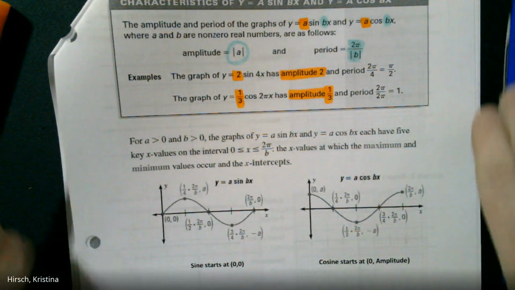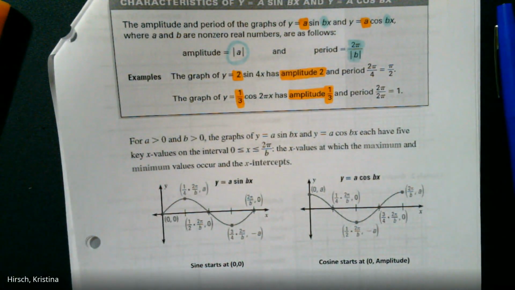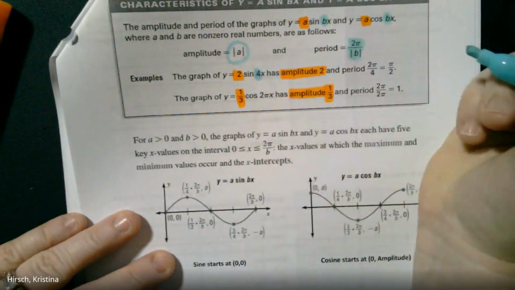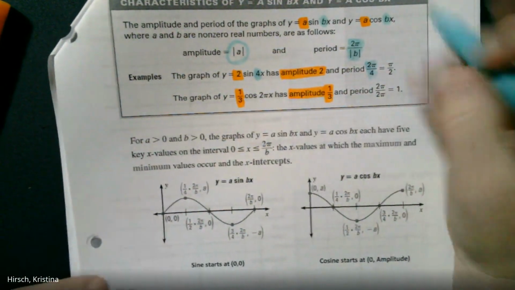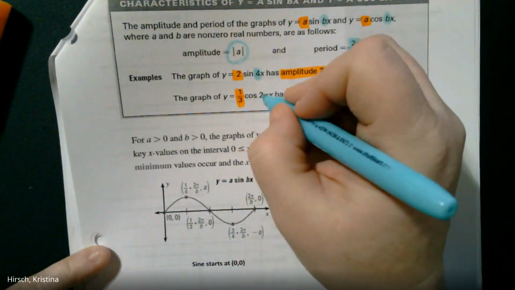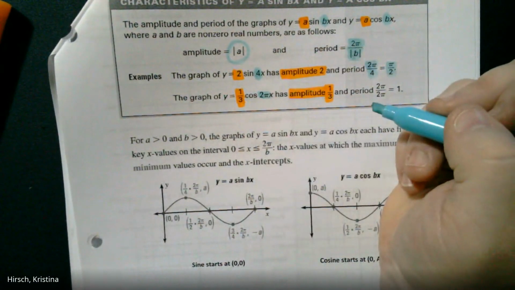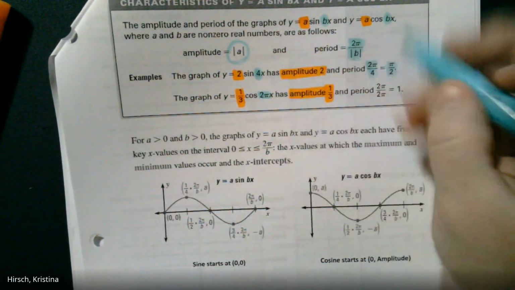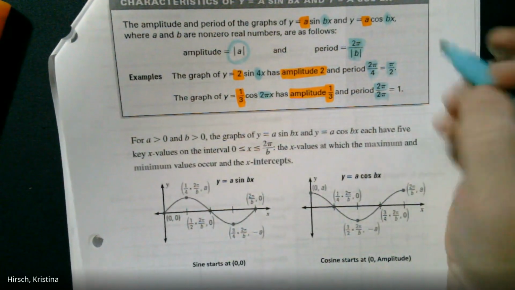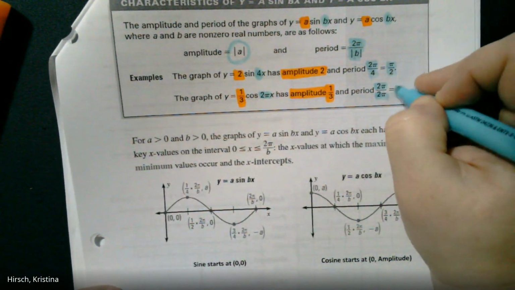So back to period. For this first function, the period would be 2 pi divided by 4. So that's what you see right here, which would reduce to pi over 2. Here there's 2 pi in front of the x. So that would be your b. So 2 pi divided by b, which just happened to be 2 pi. Well, 2 pi divided by 2 pi is 1.